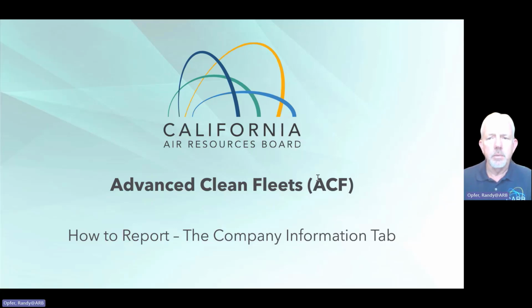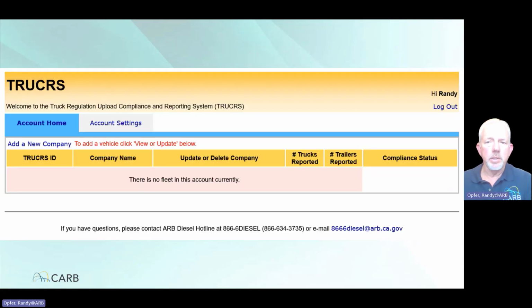This particular video will focus on the Company Information tab. Now, after you log into the Trucker system, it should look something like the page here. If you're a first-time reporter to Truckers, you'll notice that there's not really much here. Your first job is to change that. On the screen, you can see a link that says Add a New Company. That's what we're going to show you now.